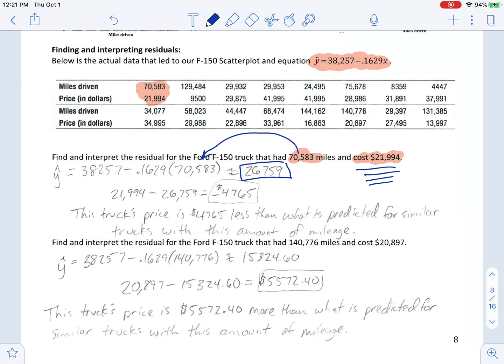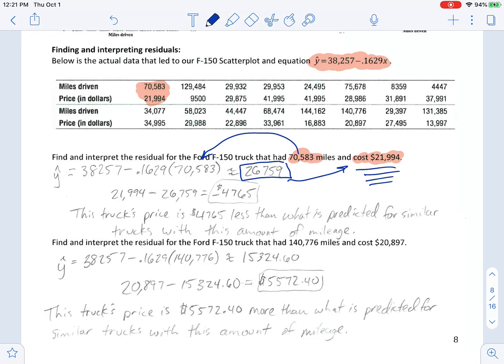26,759. That number is how much we would have expected this truck with 70,583 miles to cost, or its price, based on our regression data. However, it didn't actually cost that much. Okay? So you find the difference between how much it actually cost and how much it was predicted to cost. And that difference is $4,765.